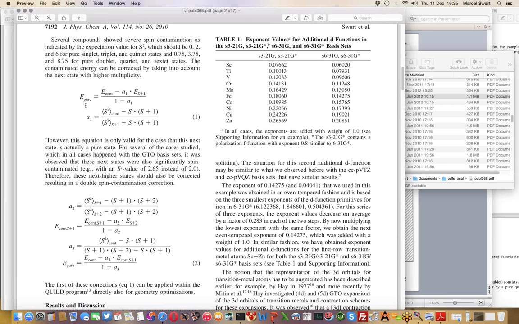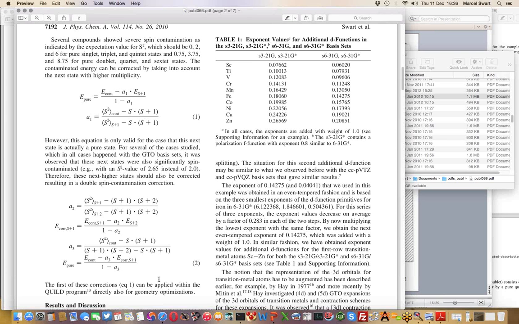But of course, in simple cases the triplet is not contaminated itself. So for the next higher spin state, in this case the triplet, you would get an S squared value of 2.0. However, you can also have the next higher spin state contaminated itself. So instead of having a triplet with an S squared value of 2, like indicated here, you could have an S squared value of 2.65. In that way, you can take into account higher order contamination.